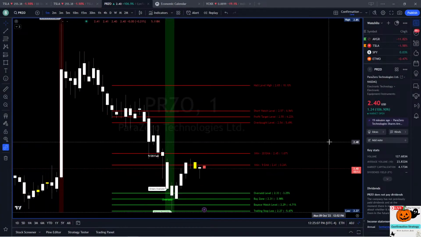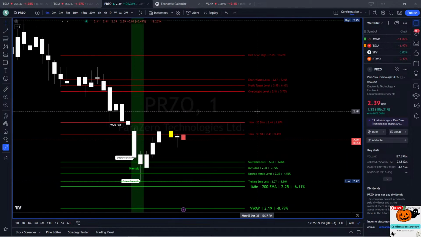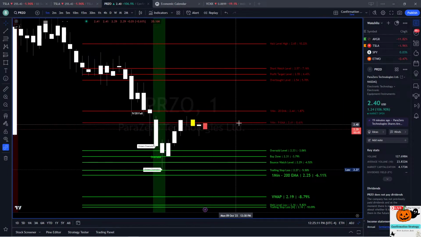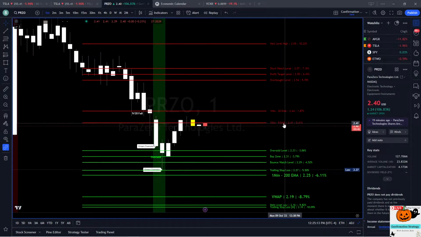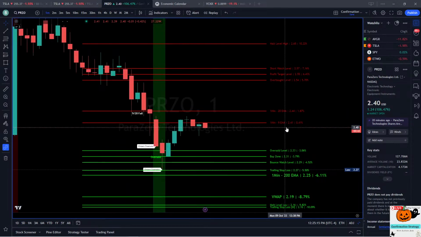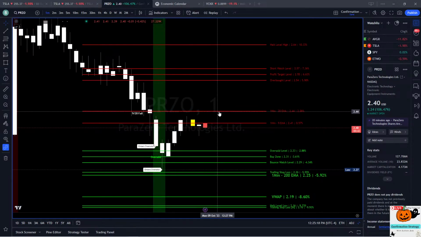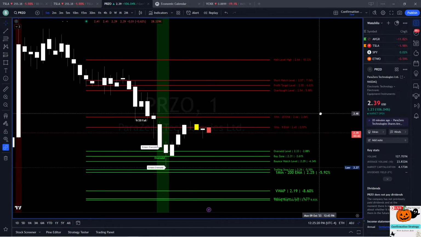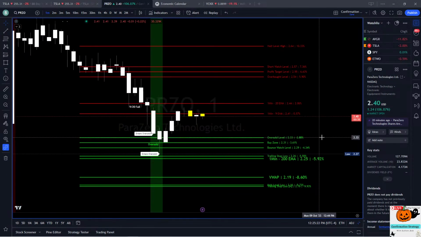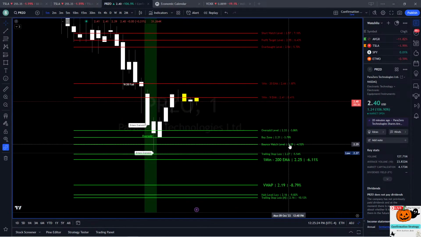So ACXP is going. PRZO, just keeping an eye on it. Fizzling out in volume, hitting our resistance levels. You can see the 9 EMA is not above the 20 EMA. We'd like to see that it's above these, and right now we have these red as resistance. The buy zone and bounce watch levels would be around 229.